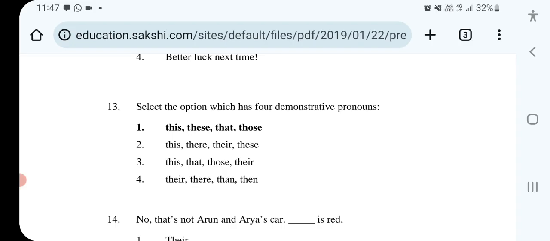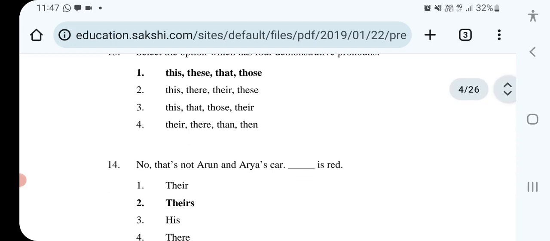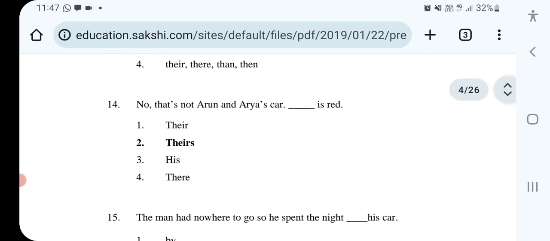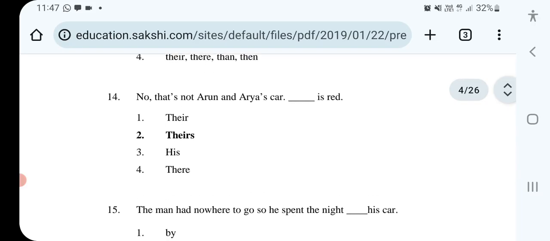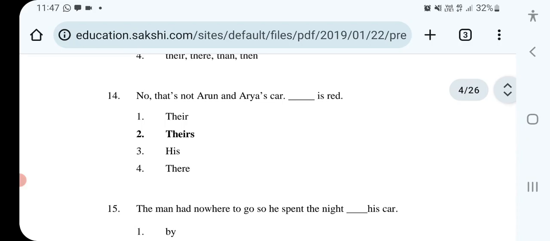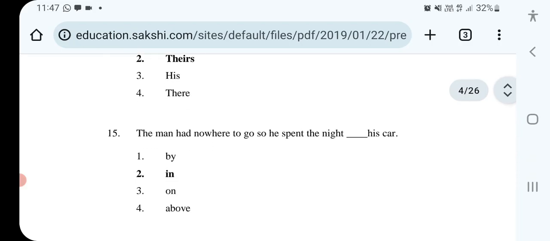Select the option which has four demonstrative pronouns. This, these, that, those. These are demonstrative pronouns. No, that's not Arun and Arya's car. Theirs is red. As we are talking about two people, there should be theirs, not his or their. The man had nowhere to go, so he spent the night in his car.